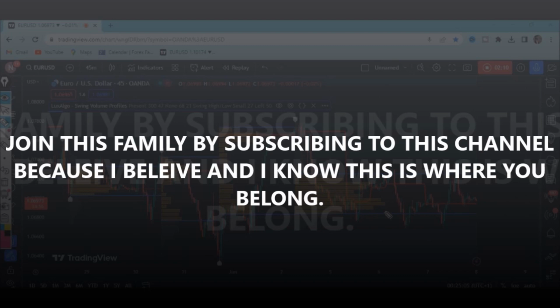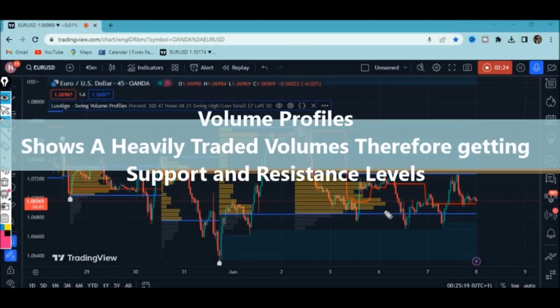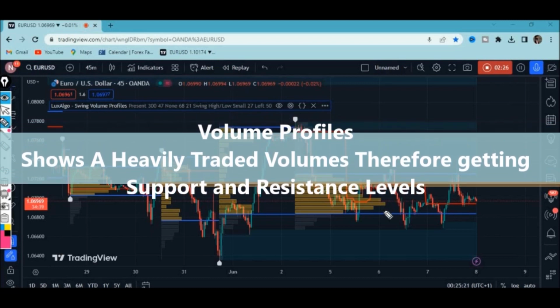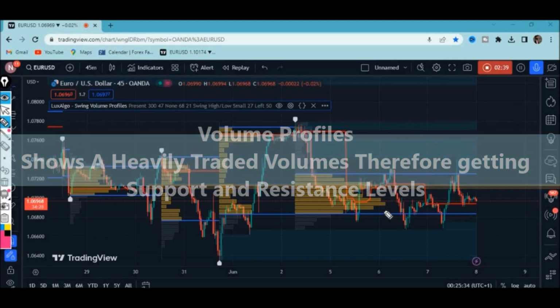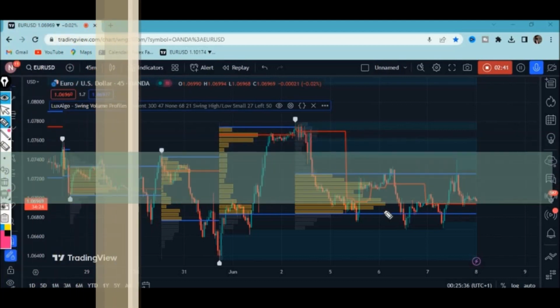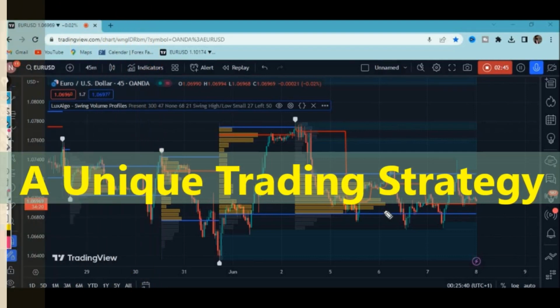My strategy is all based on what we call patience. Why am I emphasizing patience when it comes to trading this volume profile? Volume profiles show us the heavily traded volumes in the market, and they highlight the zones for us, making them our key levels where we can use them as support and resistance levels. When I was looking at this indicator, I saw it can show you the buy and sell side liquidity. It can show you supply and demand zones, all those kinds of key levels you really need.